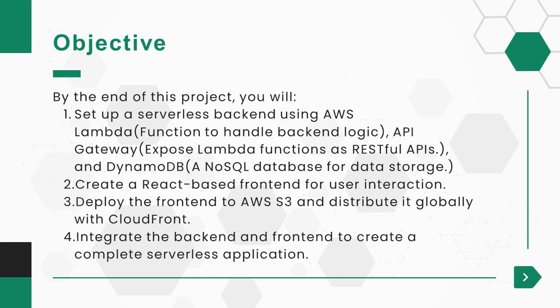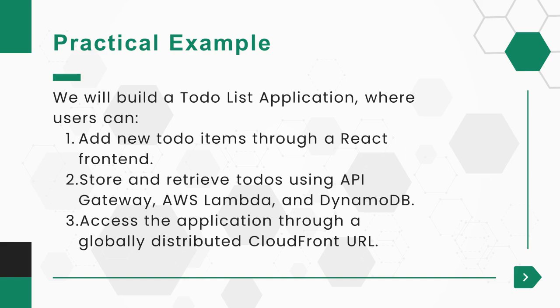By the end of this project, you will set up a serverless backend using AWS Lambda, API Gateway, and DynamoDB, create a React-based frontend for user interaction, deploy the frontend to AWS S3 and distribute it globally with CloudFront, and integrate the backend and frontend to create a complete serverless application. We will build a Todo list application, where users can add new Todo items through a React frontend, store and retrieve to-dos using API Gateway, AWS Lambda, and DynamoDB, and access the application through a globally distributed CloudFront URL.